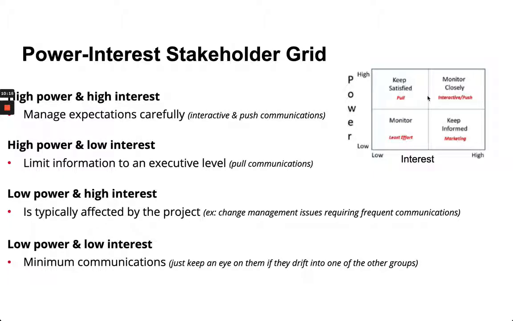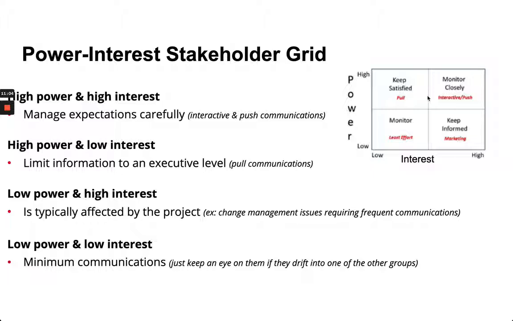When you look at high power and high interest, okay, that is something where you want to manage the expectations carefully, interact, push any possible communications accordingly. When you look at high power, but yet low interest, you could eliminate, per se, some of the information. It's more of a pull type of communication. Low power, but yet high interest, is typically affected by the project. Maybe there's changes that take place, so they're going to require frequent communication.